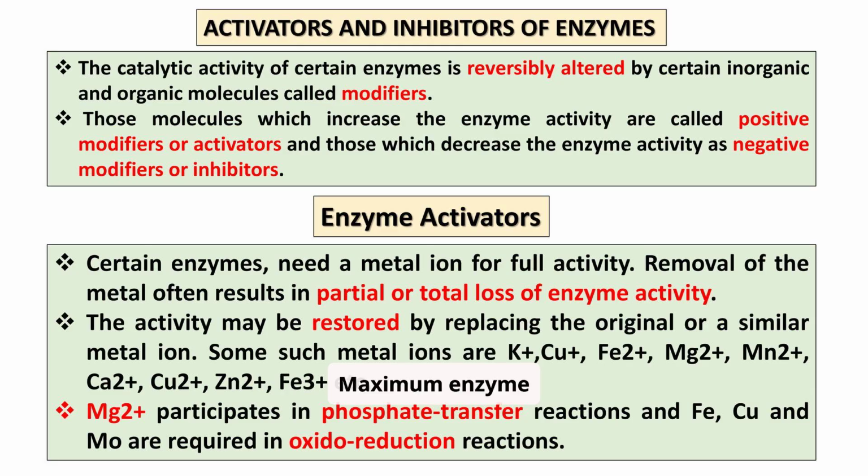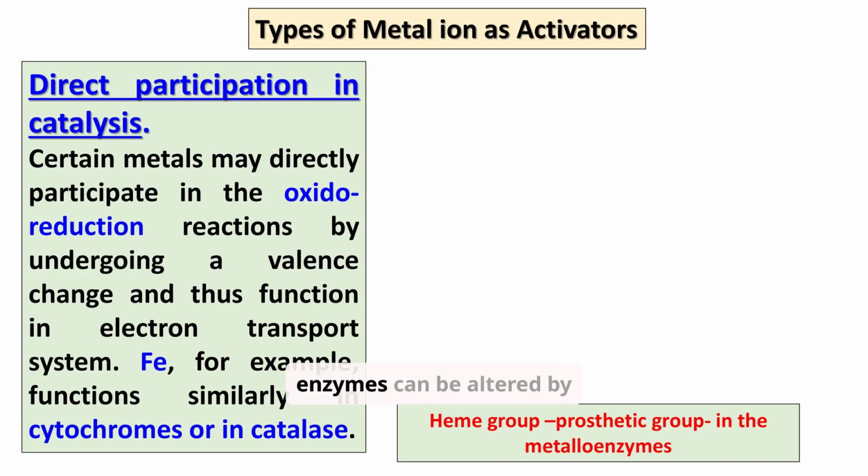Maximum enzyme activity is often obtained at or near the isoelectric point, pI, of the enzyme. For example, trypsin, with a pI of 10.1, shows maximum activity at a pH range between 7 and 9. The catalytic activity of enzymes can be altered by modifiers, which can be inorganic or organic molecules. Positive modifiers, or activators, increase enzyme activity, while negative modifiers, or inhibitors, decrease it.